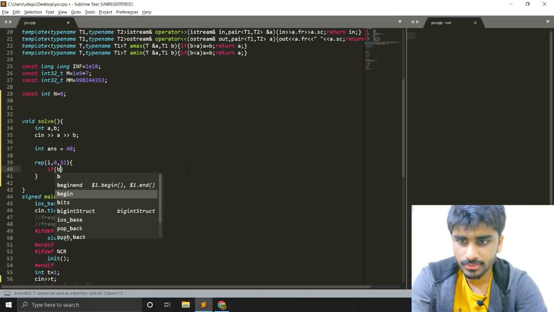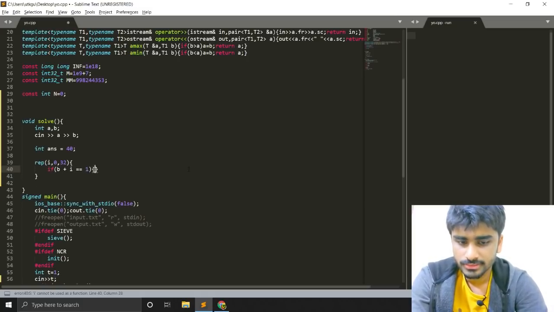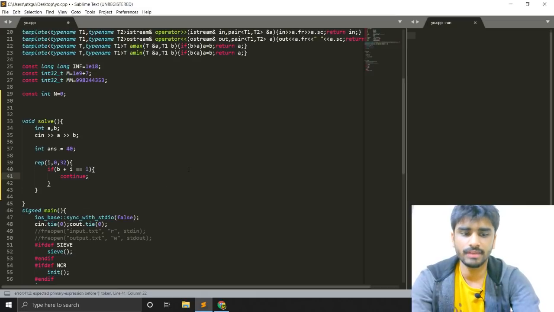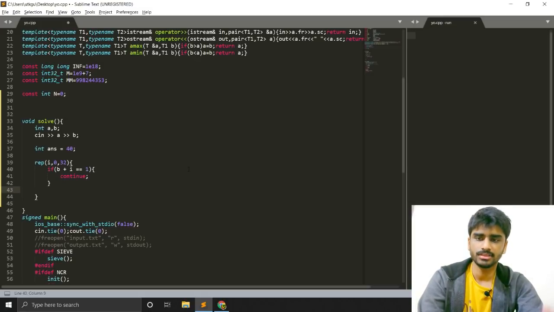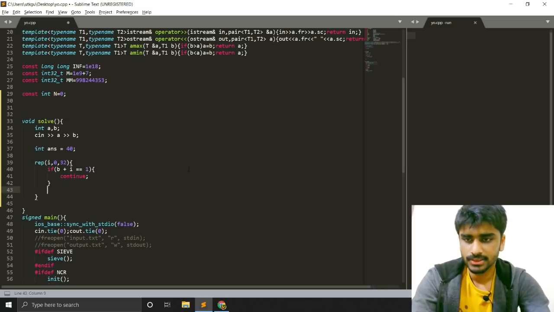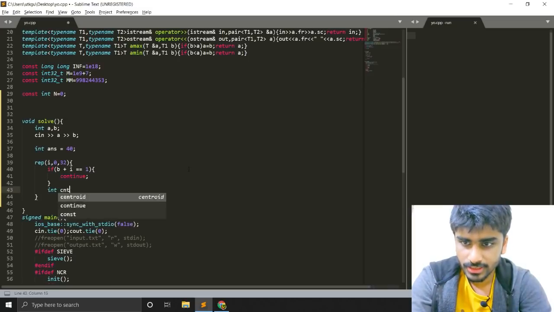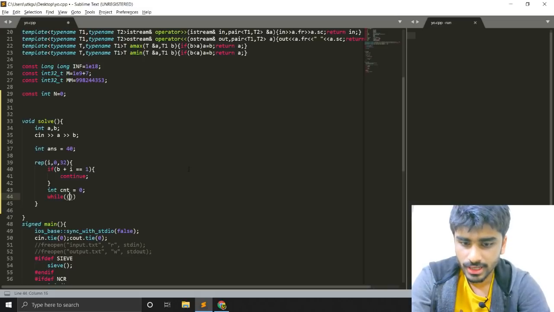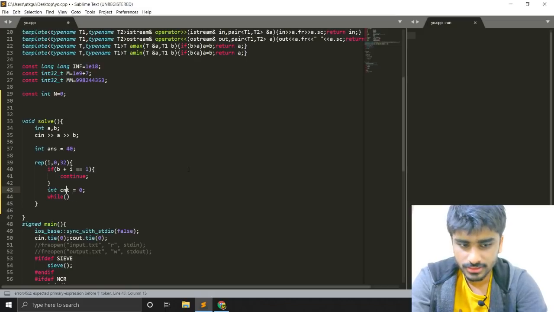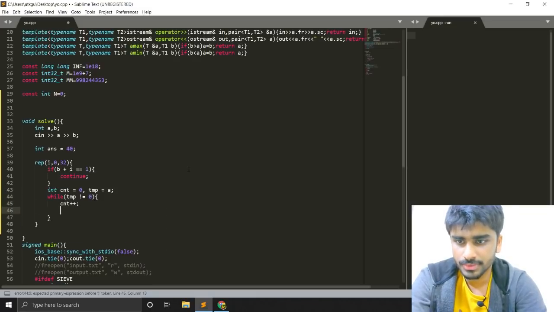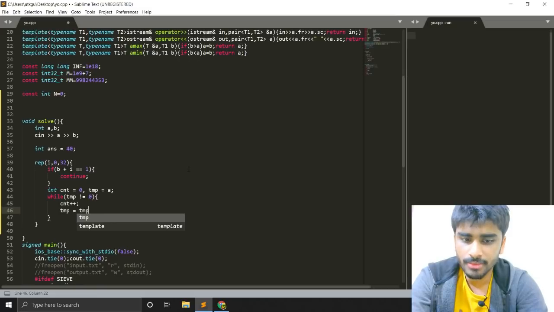Now if B plus I equals 1, then we will continue because this will never give us an answer. Otherwise, we just want to see how many times we can divide A by B plus I until we get 0. Let's say count equals 0. We need a temp as well. Let's say temp equals A. While temp is not equal to 0, we do count plus plus and temp equals temp divided by B plus I.